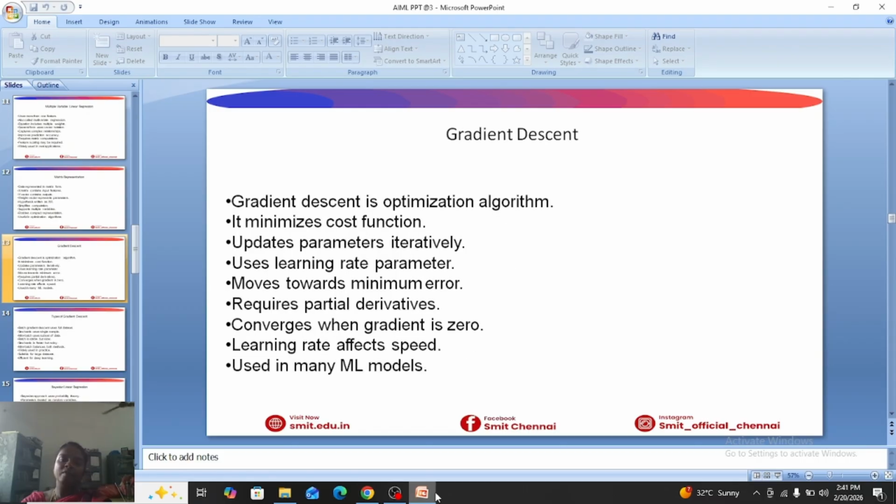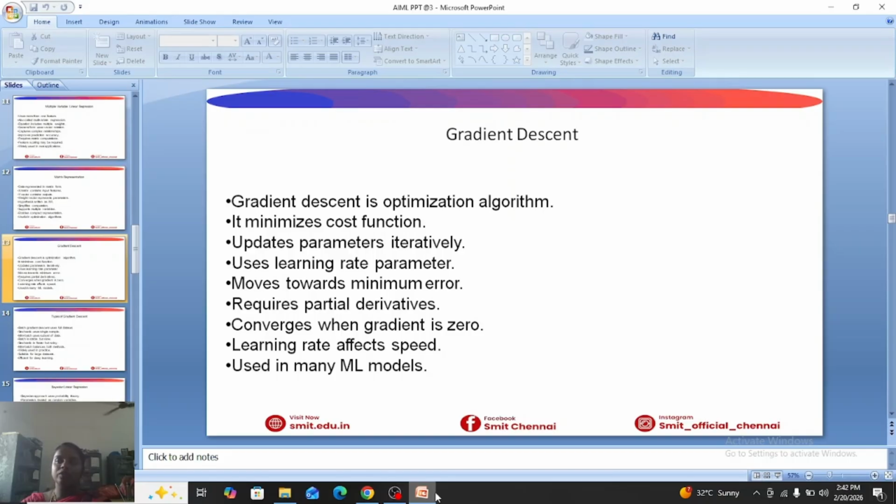Moving on to gradient descent. It is an optimization algorithm used to minimize the cost function in machine learning models, especially in linear regression. It works by repeatedly adjusting model parameters to reduce the error between predicted and actual values. The main goal is to find the minimum point of the cost function.